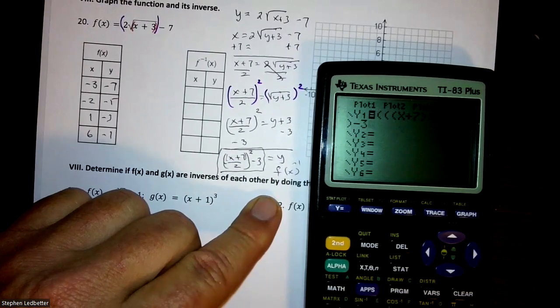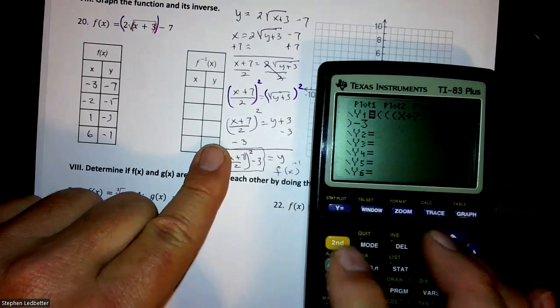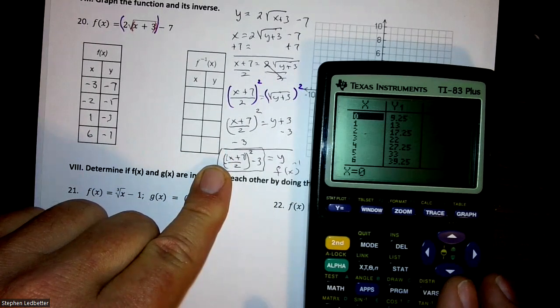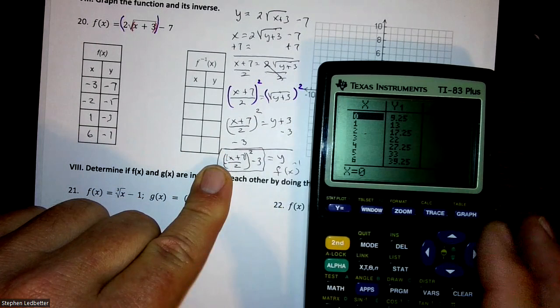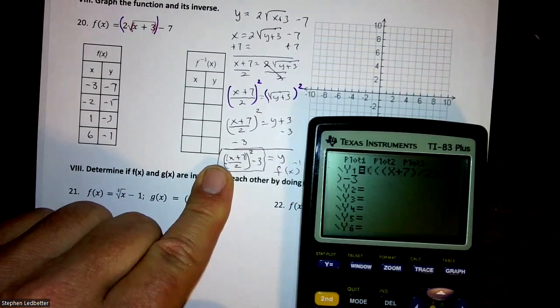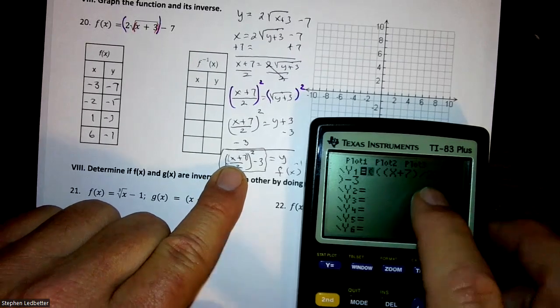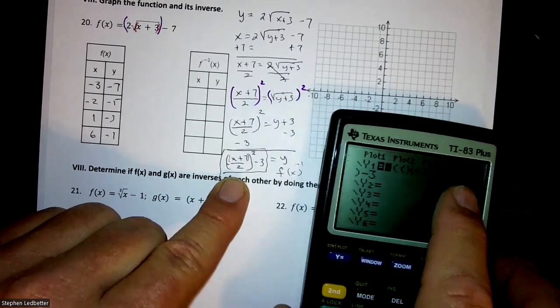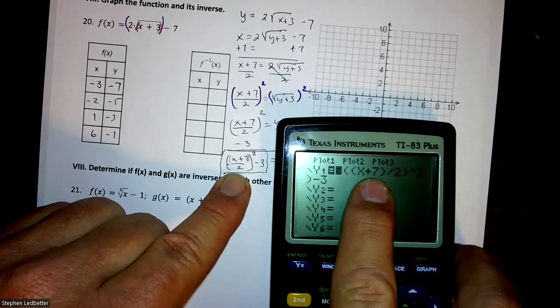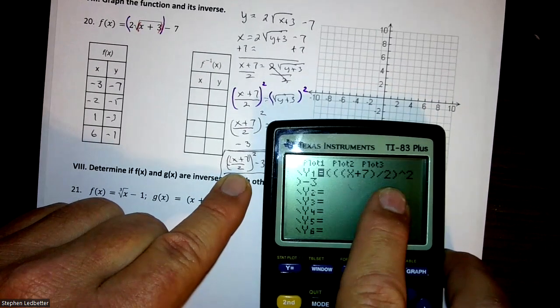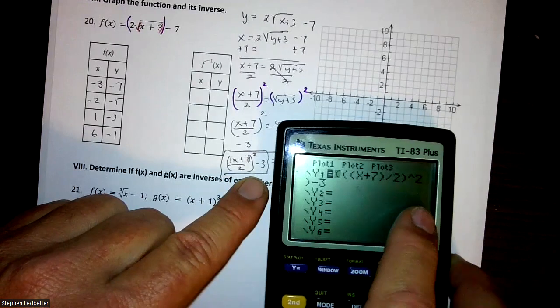All right, now I have it in my calculator. Now I'm going to go to the table. Let's find out what happens. I didn't enter something in right because I know my answers are not that way. Let me go back. Open parentheses, x plus 7. Oh, I put divide. No, that's right. Divide by 2. So it takes this, divides it by 2, and then take the square and subtract 3 from it.